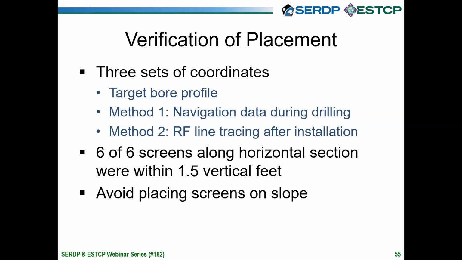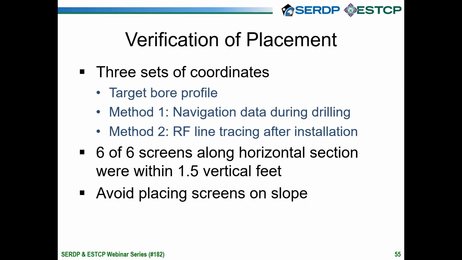So to answer these questions, we actually compared several sets of coordinate data, which I'll show in the next slide. Specifically, we have the target boring profile elevation. These are the locations where we wanted to place the screens. We then compared that profile to the navigation data collected during drilling. This is the data that tells us where we think we are during the drilling activity.